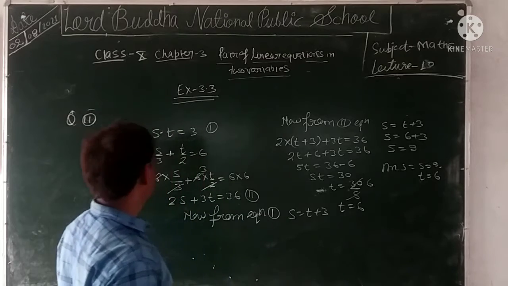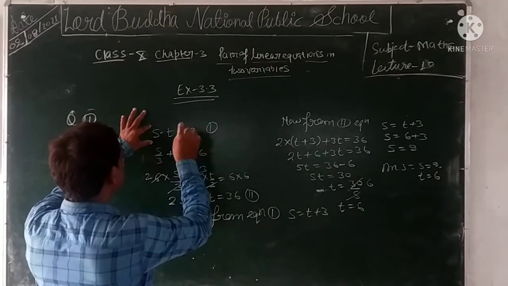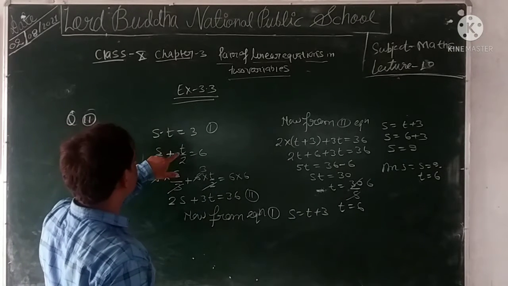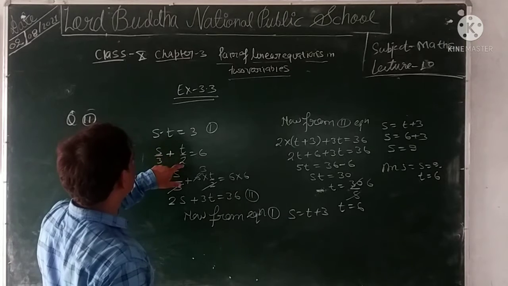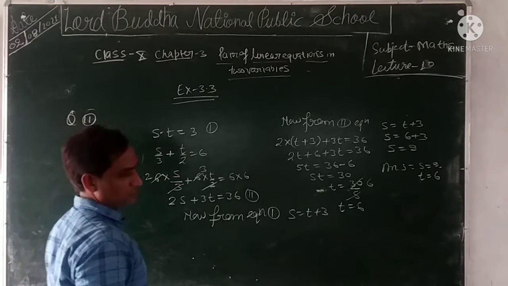You can verify that s minus t, 9 minus 6, equal to 3. And 9 upon 3 is 3, and 6 upon 2 is 3. 3 plus 3 equal to 6.